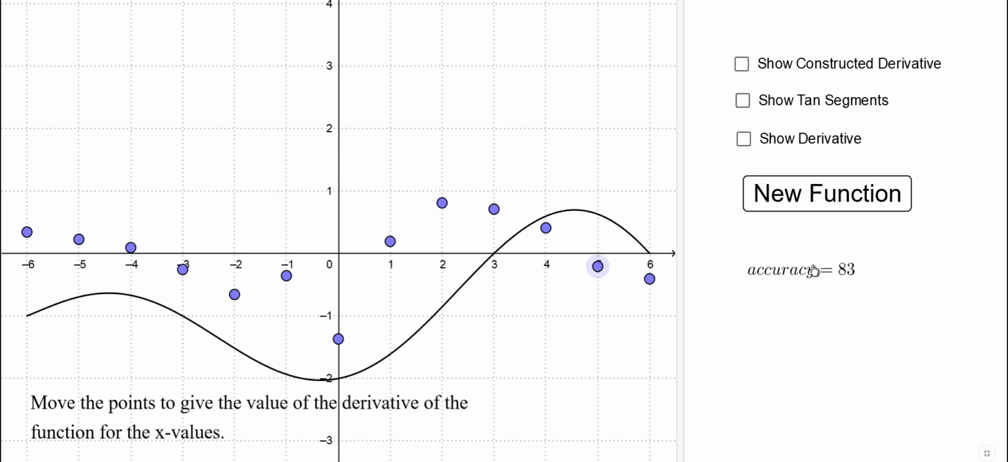Now, this is telling you the accuracy as I go. So right now I'm 83% accurate. At this point, I didn't bother with it. That's pretty close to the derivative being zero. Okay, now I'm 90% accurate. Now what it'll do is it'll show the derivative, and you never can get this perfect, but if you play with this, you want to try to get maybe 75% accurate, that kind of thing. Okay, so that's a really cool applet to give you a little bit of practice.